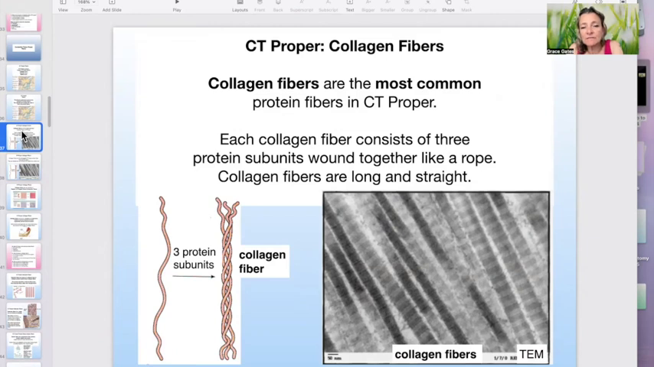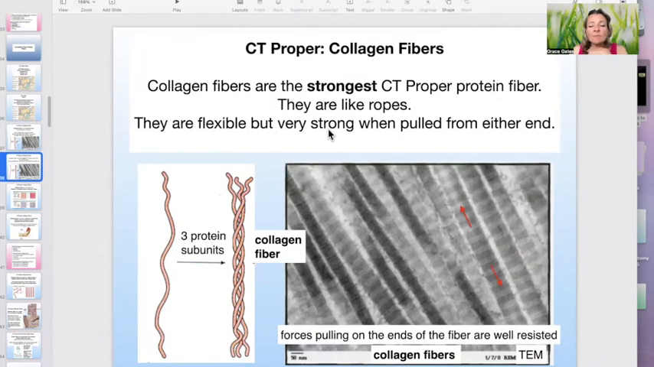Each collagen fiber consists of three protein subunits, which are wound together like a rope, as shown in the lower left. And you end up with collagen fibers that are long and straight, and that can be appreciated in the electron micrograph on the right. That is an extremely magnified picture of collagen fibers. Collagen fibers are the strongest connective tissue proper protein fiber. They are like ropes. They are flexible, but they are very strong when they are pulled from either end.